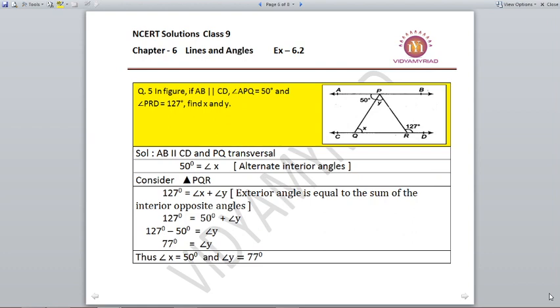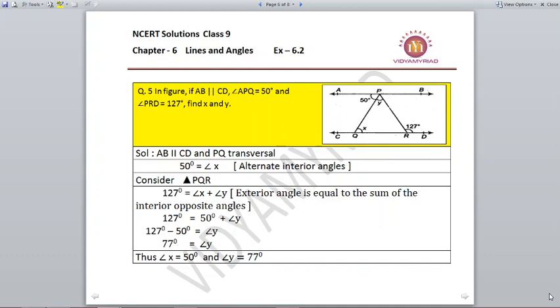Next question. In the figure, if AB is parallel to CD and angle APQ is equal to 50 degrees, as mentioned in the diagram, and angle PRD is given as 127, you need to find angle X and angle Y. Now, if we look at the triangle PQR, you can see there is one X and one Y, and 127 is outside, where we can easily use the property of exterior angle.